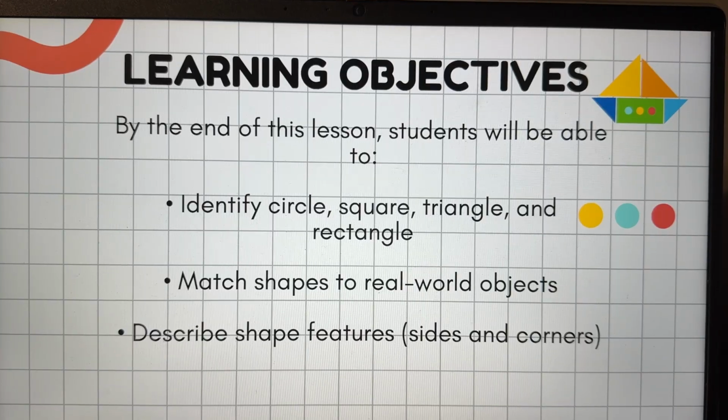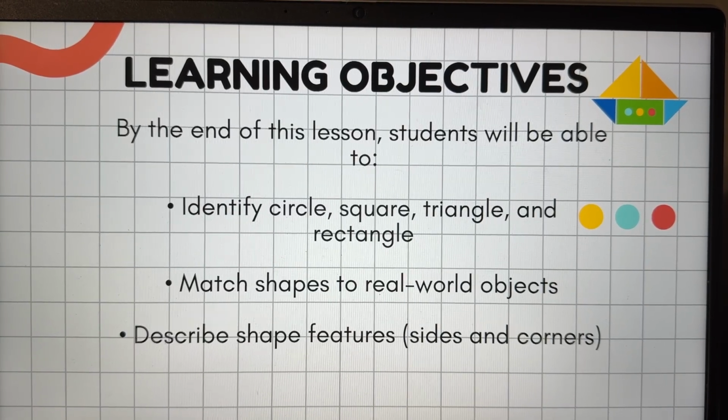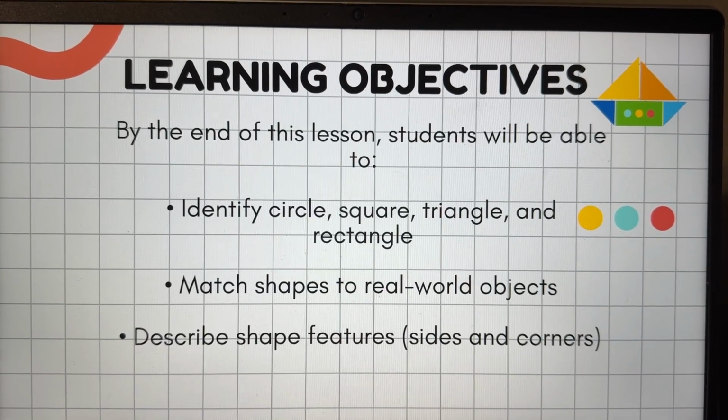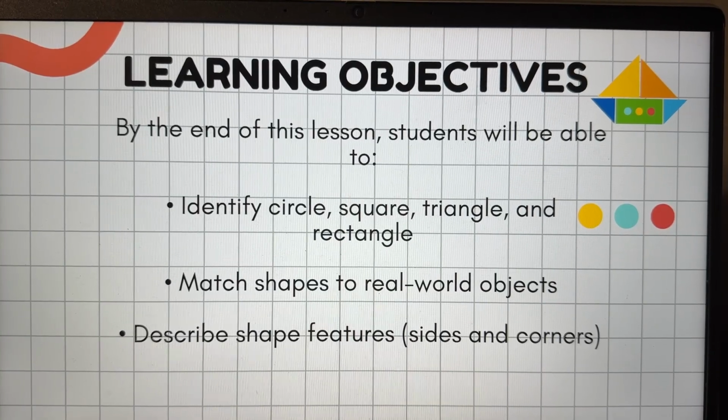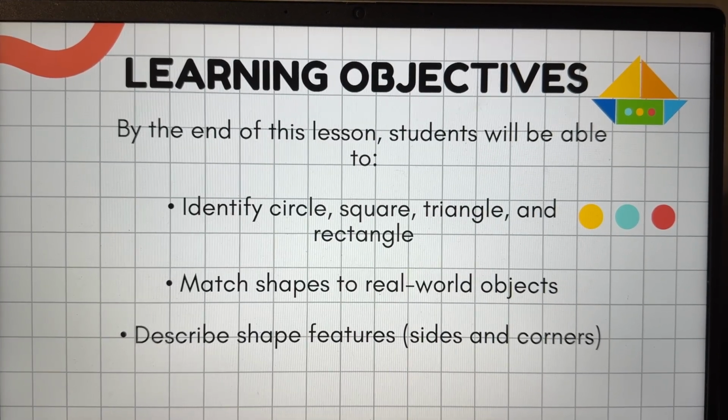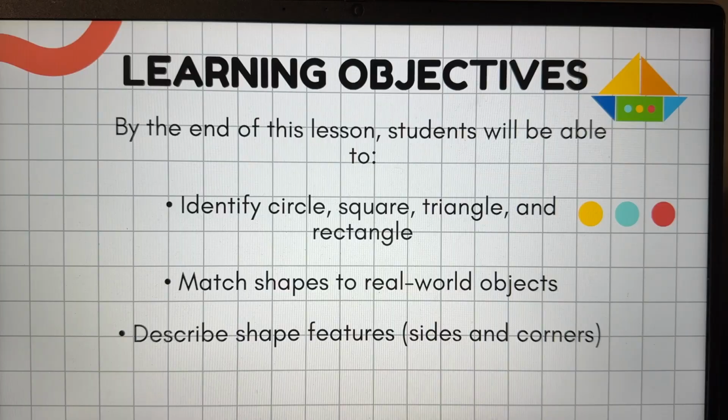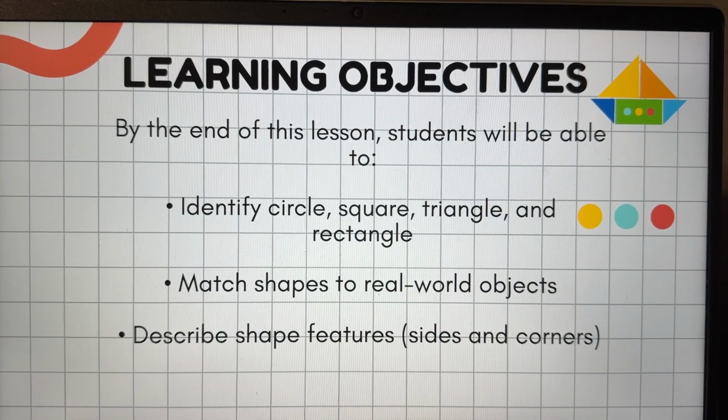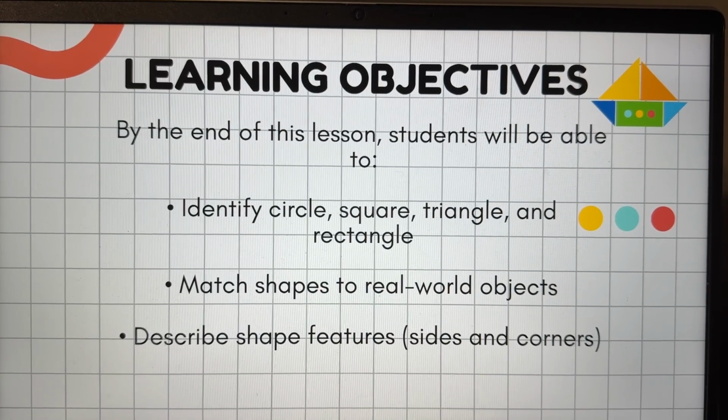For our learning objectives, by the end of this lesson, students will be able to identify circle, square, triangle, and rectangle, match shapes to real-world objects, and describe shape features, sides, and corners.